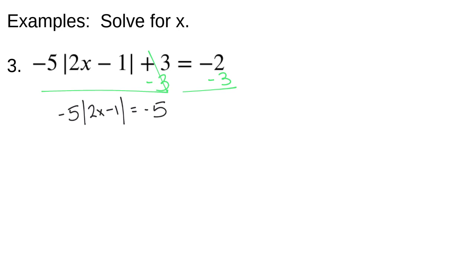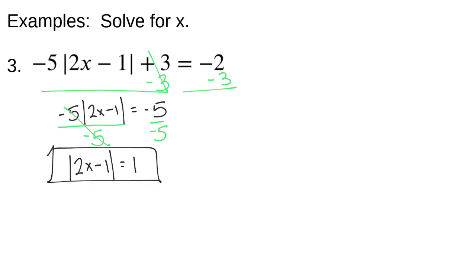I'm still not in standard form yet because of that -5. It's being multiplied, so to move it, we would divide by -5. -5 over -5 is a 1, so that leaves me with just the absolute value of 2x minus 1. And on the other side, -5 divided by -5 is still a 1. And now we're in standard form. Once you're in standard form, you can make the decision if this is possible or not. The absolute value of something absolutely could be 1. So we've got more work to do.